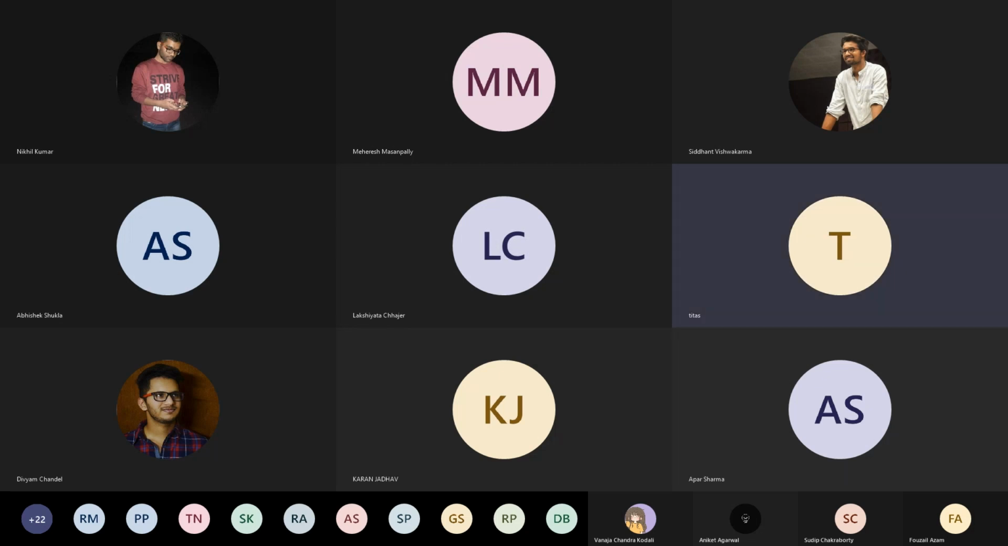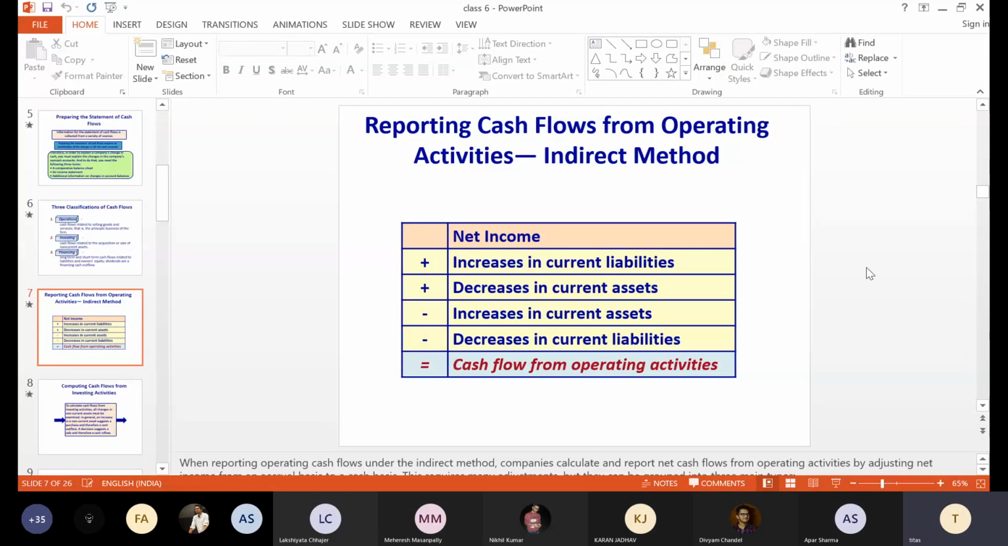So what is going to be the starting point? I am sharing in between. How to prepare the investment activity. Can you see now? Yes, ma'am. Okay.